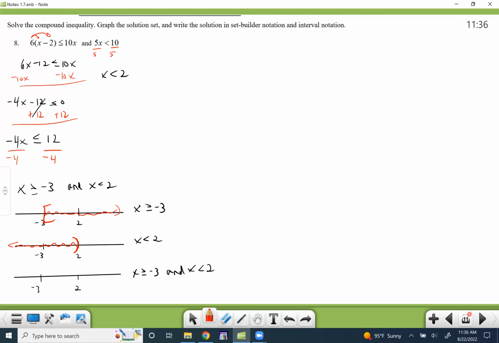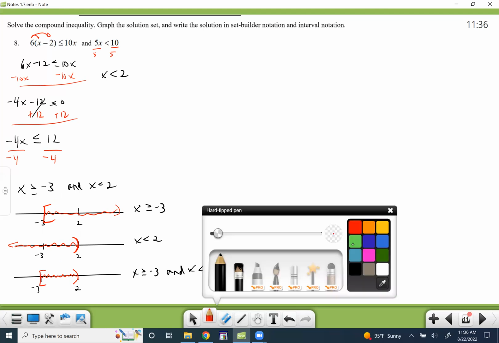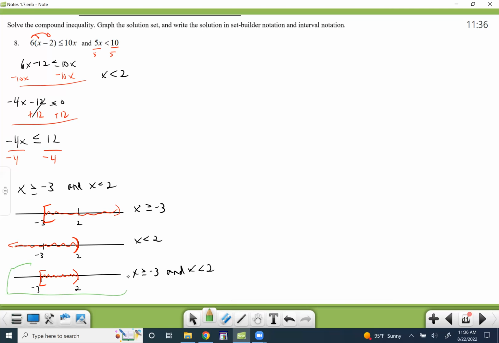Now, it's an and. So I have to look for where the overlap is. You know, what do these two have in common? Where's the overlap? Well, you can see that the overlap is in this region right here. That's where they're both shaded, right? So that's what I'm going to shade on here. And then you just keep their signs respectively, right? So square bracket was on the -3 and parentheses on the 2. Okay. So this is going to be our answer as far as the graph is concerned. So let's go in here, get our set builder and our interval.